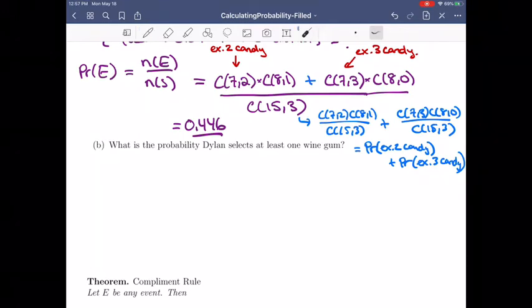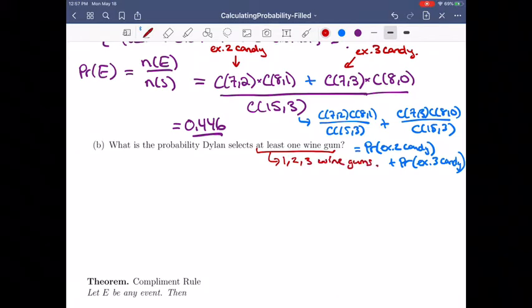What is the probability that Dylan selects at least 1 wine gum? Okay, so this is doing something very similar to what we did before. If he gets at least 1 wine gum, he could get 1, 2, or 3 wine gums. So now we're going to have to add 3 different things. So the probability of at least 1, I'm going to call it W for wine gum, is going to be, so again, I could compute these probabilities separately and then add them, or I can just add on the top. It doesn't matter. So let's do it on the top here.